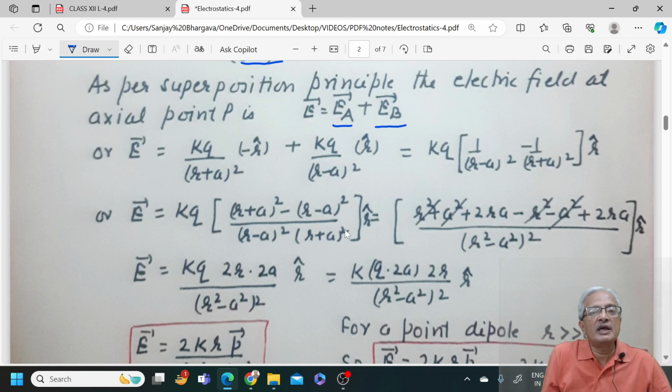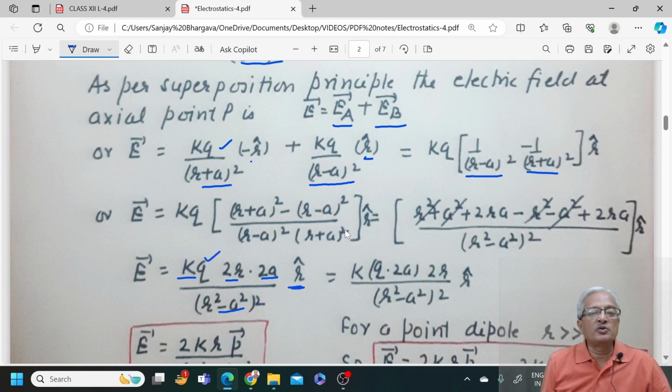Substituting the values of EA and EB, what I get is kq upon (r plus a) whole square minus r cap plus kq upon (r minus a) whole square r cap. Just k and q are common, so I can write it as 1 upon (r minus a) whole square minus 1 upon (r plus a) whole square. And this simplification gives me the value kq times 2r times 2a upon (r square minus a square) whole square, and the net direction is r cap.